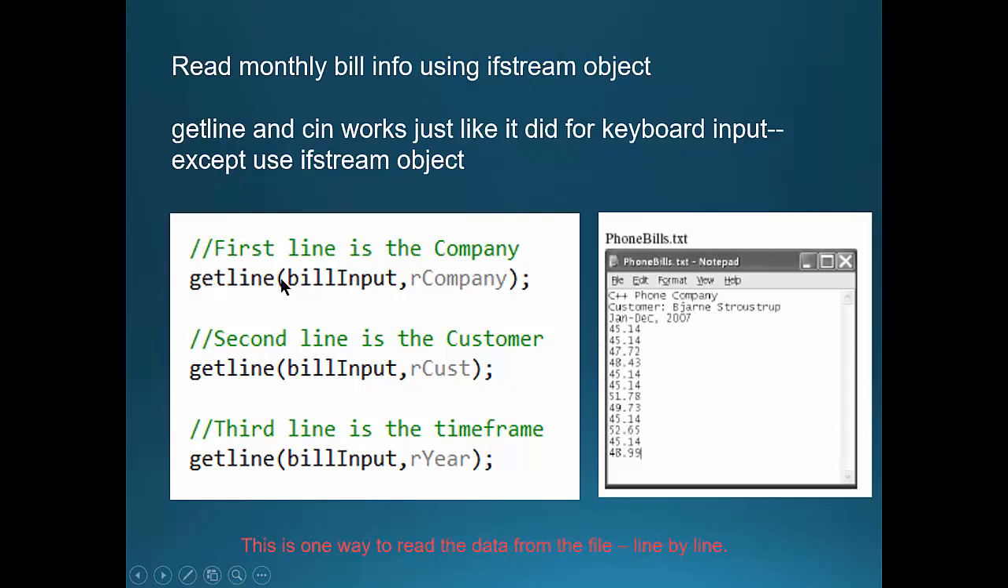So getLine will read C++ phone company into this variable, company. And then customer Bjarne Stroustrup will be read into our customer, and then Jan to December 2007 would be read into years. So just like you can read from the keyboard, you can read a file the same way using getLine.